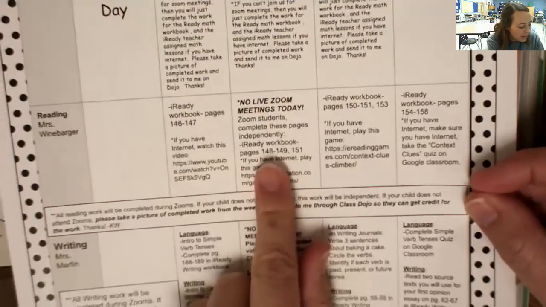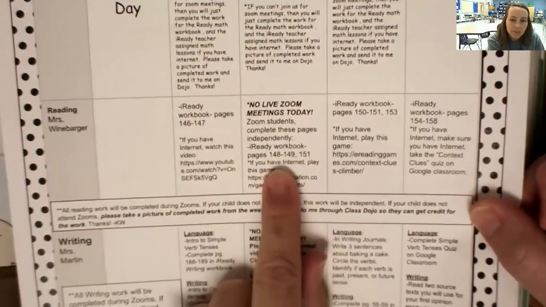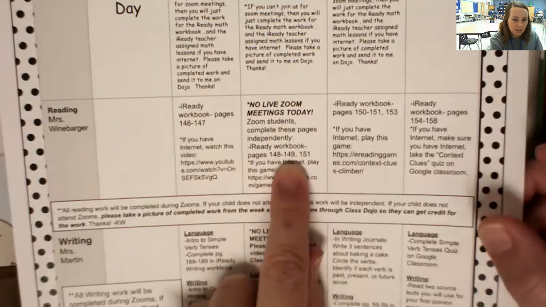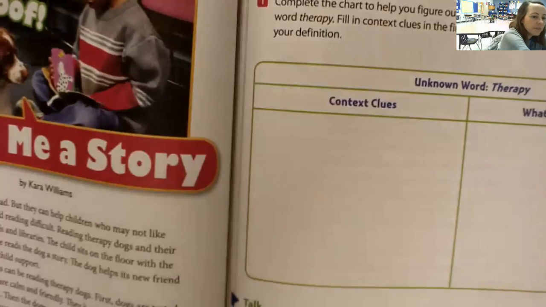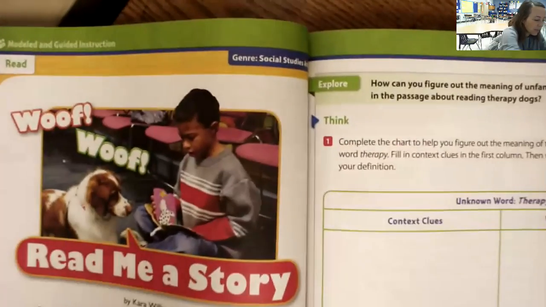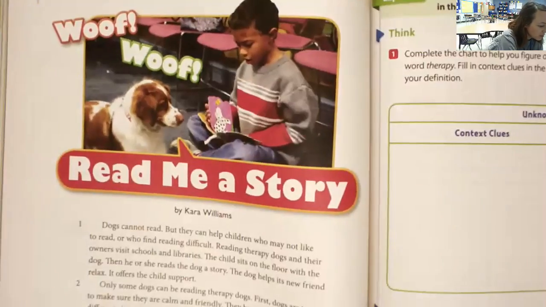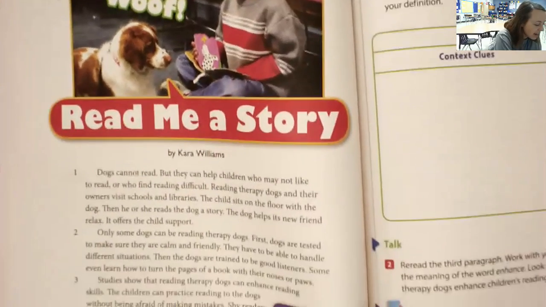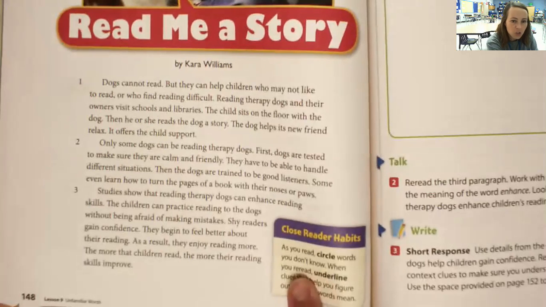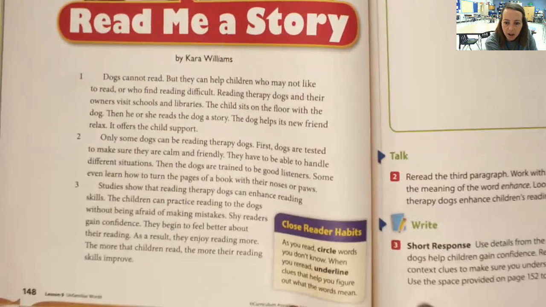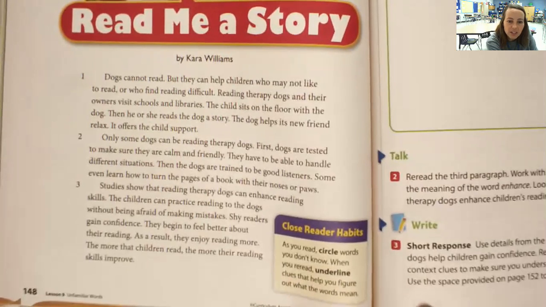Okay, for Wednesday, January 6th, you have some more independent pages that you're going to be working on, pages 148 and 149 and 151. Let me zoom this out a little bit. So you're going to be reading this story, and I want you to do the same thing that you did for Tuesday's lesson. I want you to circle any words that you don't know, and then underline any clues that help you to figure out the meaning of those difficult words.